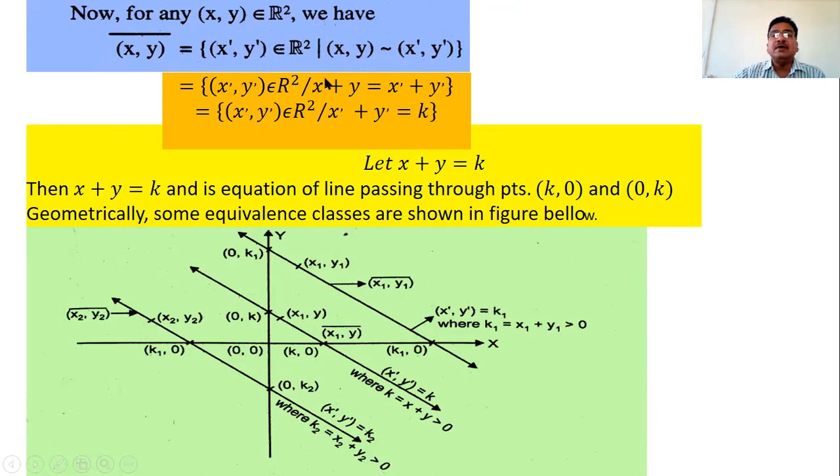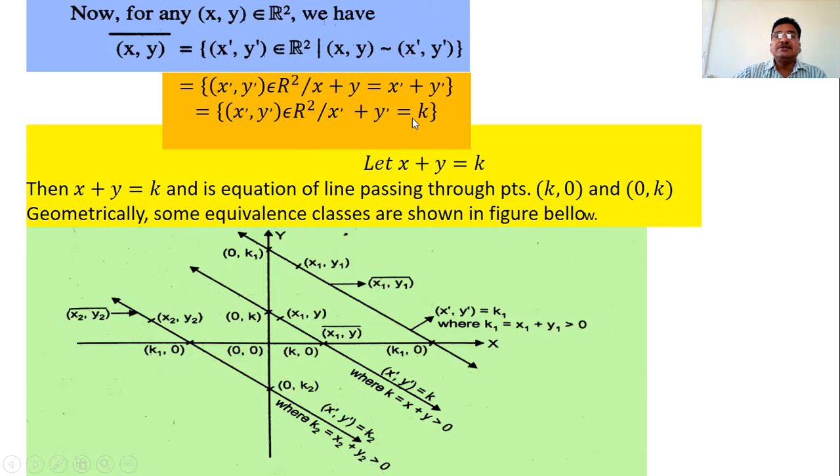But (x, y) is related to (x dash, y dash) means x plus y is equal to x dash plus y dash. And if you take x plus y is equal to, suppose, k, for example if x is 1 and y is 2, then 1 plus 2 is 3, right? Like that, x plus y is equal to k, then we have x dash plus y dash is equal to k. And this equation is the equation of a line passing through the points (k, 0) and (0, k). What is the geometrical meaning of this x dash plus y dash is equal to k?